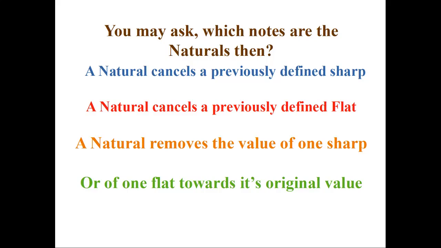But if it cancelled a flat, the note would be coming up, because if you had, for example, E flat, and the natural cancelled that flat, it would be moving up to E. So a natural removes the value of one sharp, or it removes the value of one flat, towards its original value. Originally it was E, now it's E flat, so the natural brings it back to E. If the original note was F and it became F sharp, the natural would bring it back to F again.